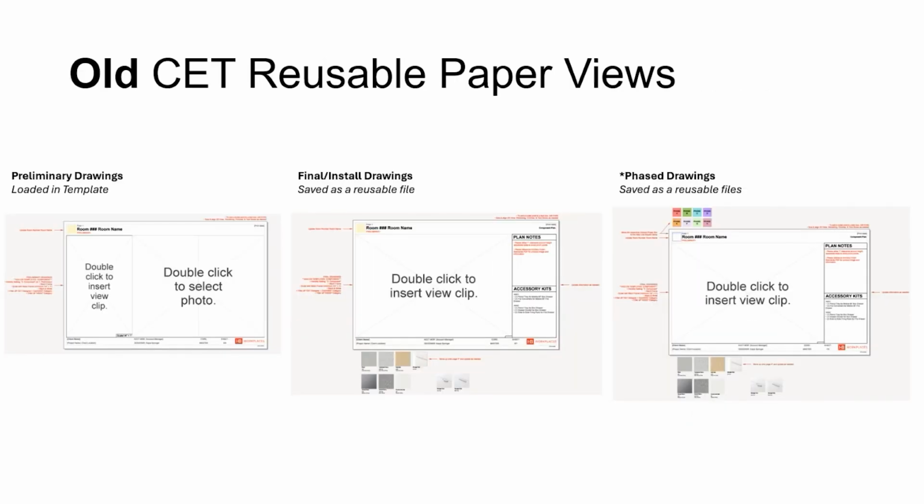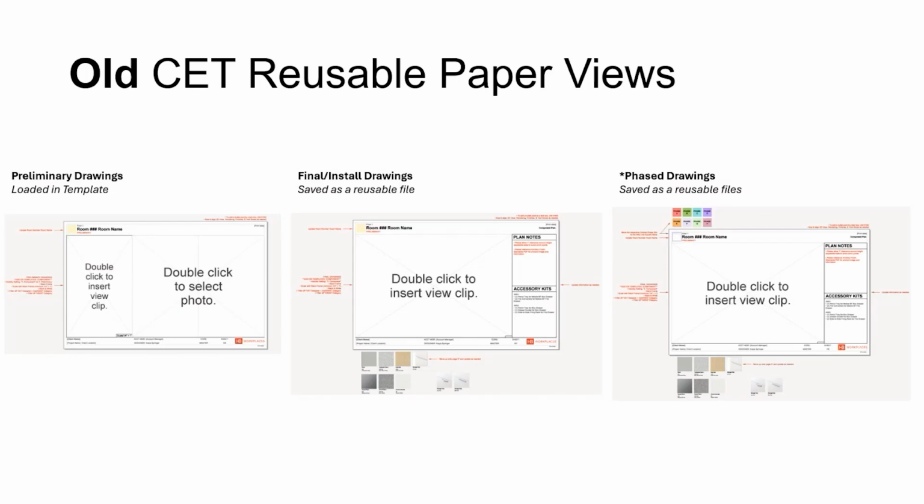Which brings us to our reusable paper files in CET. So as I mentioned previously, we have just our preliminary drawing pages loaded in our template, which are shown on the left. It's pretty simple. We've got just a 2D plan and a rendering. And then we have our final and install drawings in the center, and then on the right, we have our reusable file for phased drawings that we use as needed.